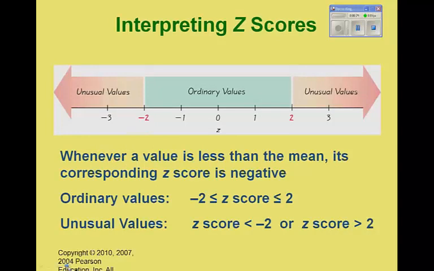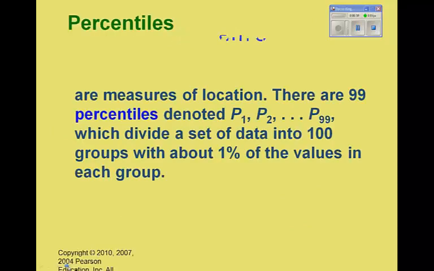Now, this idea of interpreting z-scores, this is in your book. But again, things are unusual if you're more than 2 standard deviations away. That's the basic idea. I'm going to skip problem 8. Okay, I want to talk about percentiles.